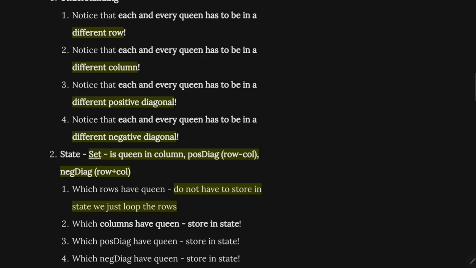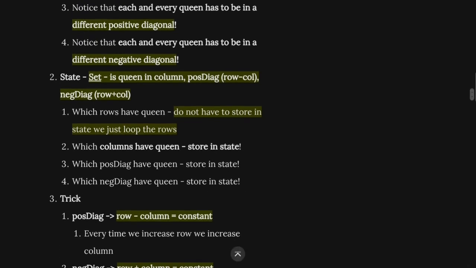This brings us to the state. Which state do we need to store? Every time we place a queen, we want to store the column that the queen was placed on, so that when we continue placing queens, we would not place another queen on this column. We want to store the positive diagonal that this queen was placed on, so that we would not place another queen on this positive diagonal. And we want to store the negative diagonal, so that next time we place a queen, we do not place a queen on this negative diagonal.